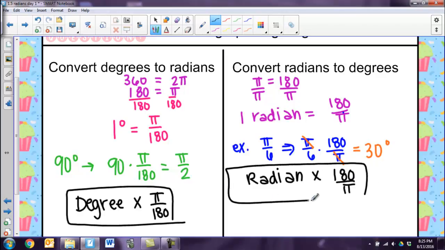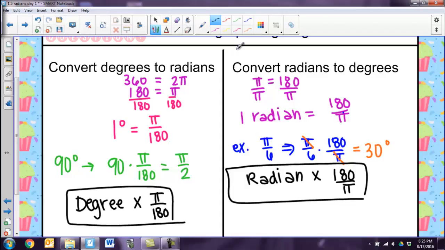Okay, and if you're thinking about it, if you're trying to go from a radian to a degree, you want to get rid of the pi. So you're going to divide by a pi, and it'll cancel it out. And if you're trying to get from a degree to a radian, you know that you're trying to get a pi in there somewhere, so you're going to put pi in the top. So if you're going to make it into a radian, put pi in the top. If you're going to make it into degrees, put pi on the bottom.